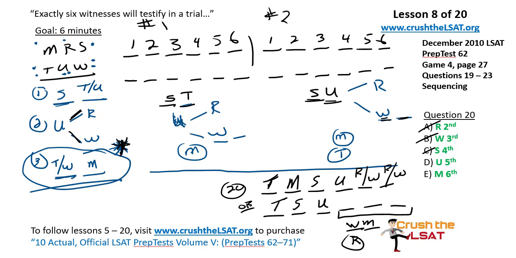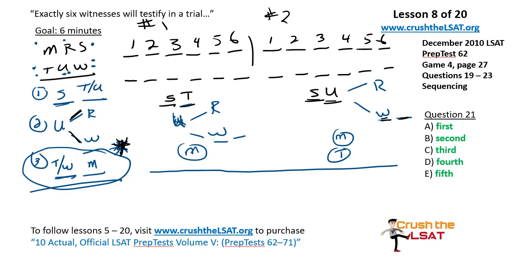We can get rid of that quickly. B, C, D. Obviously, E is the correct choice. And if we want to write it down, let's do that. M in 6th. If we just want to be absolutely certain, W would come right before it. R would be in slot 4. So yes, answer E. Okay, question 21.